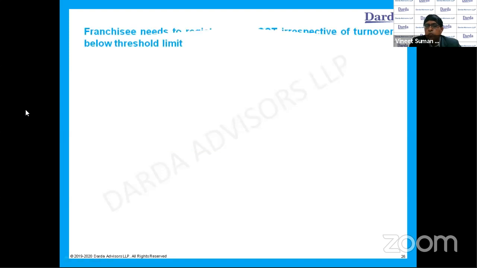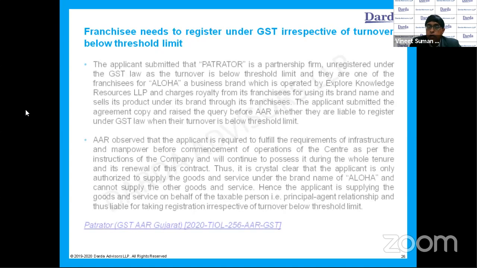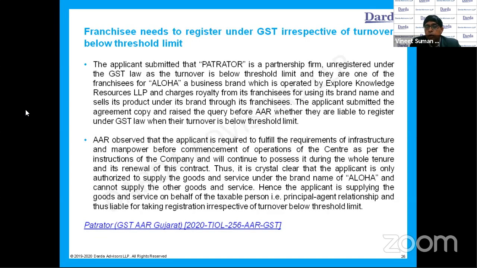The next ruling which we are going to discuss is about franchise services, and whether I am working on a principal-to-agent relationship or not. I am just a franchisor or franchisee on a principal-to-principal basis. Using the brand of others can be a principal-to-agent relationship only if it is based on the terms and conditions, on the conditions given previously under the law, which I captured in my agreement of contract.